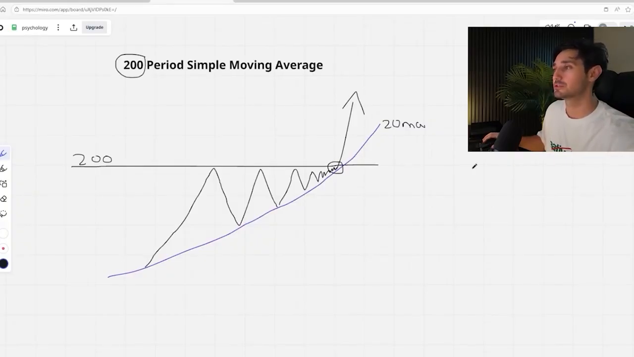However, they're extremely powerful. So you want a flat 200 MA, rising 20 MA that's going through the moving average, and you want to see prices oscillate between the two until eventually there's no more room to oscillate, and then they break out. And this honestly works better for swing trading. So I'd look at the daily or weekly time frame for this.